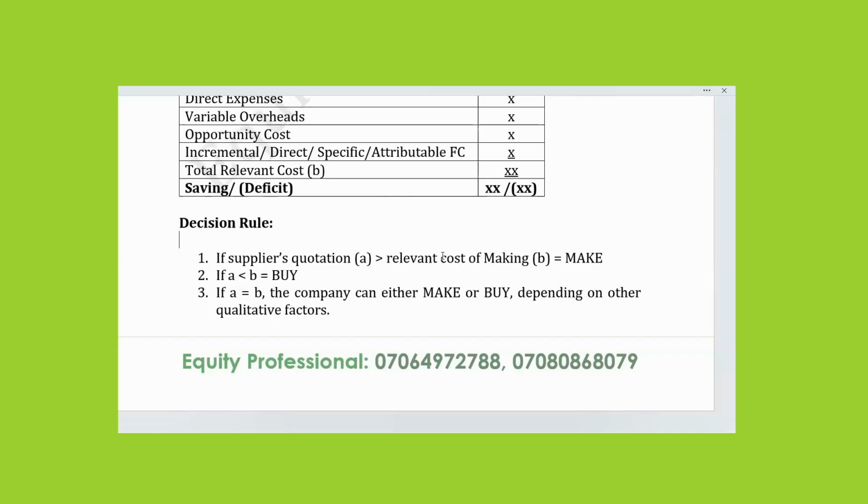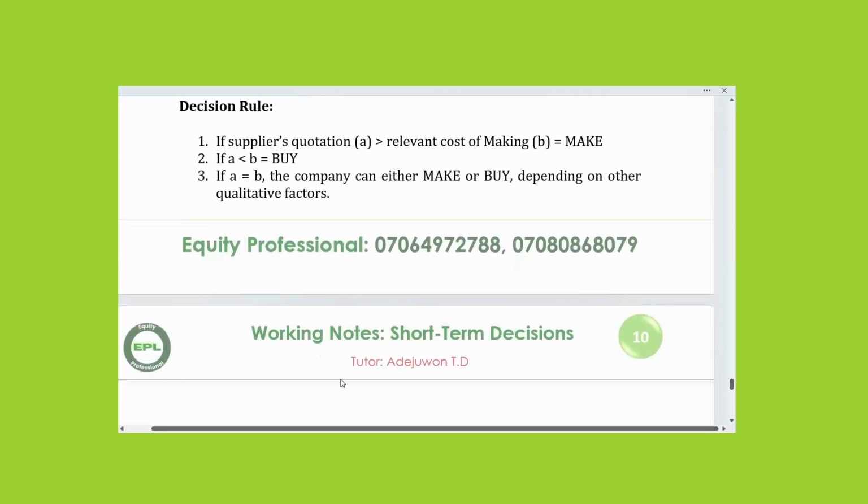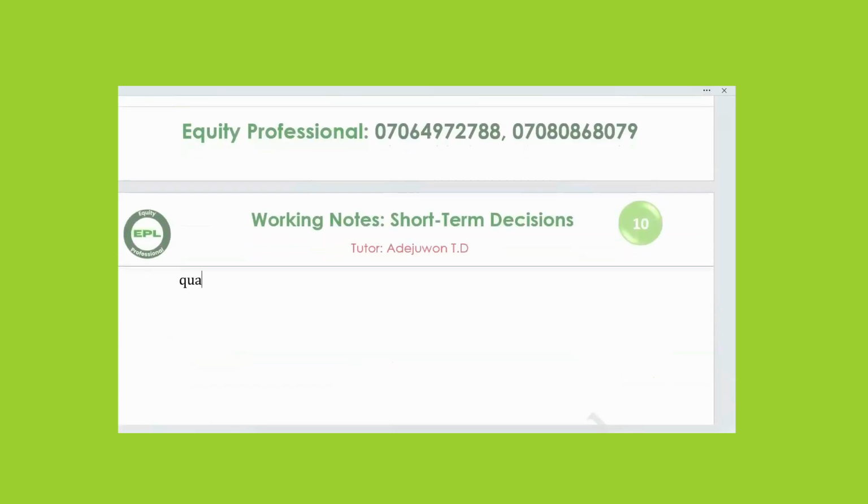Okay, but at times you may have zero. At times your supplier's quotation may equal the relevant cost of making it. Under that circumstance, you need to refer to qualitative factors. It is qualitative factors that will then determine whether the company should make or buy the component. Okay, so finally, what are the qualitative factors under make or buy? That's where we are going to stop today. So qualitative factors.